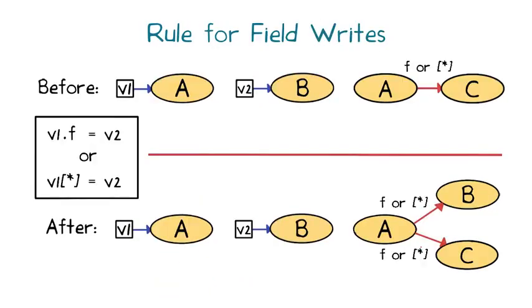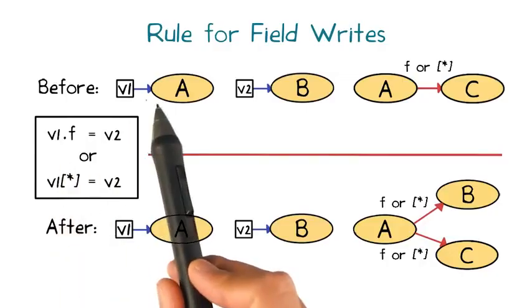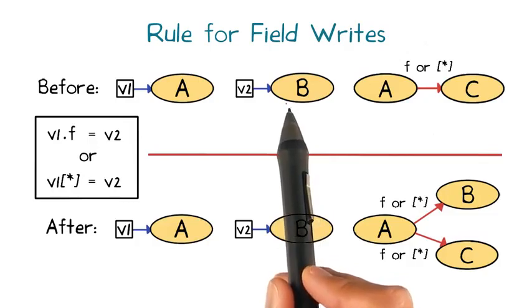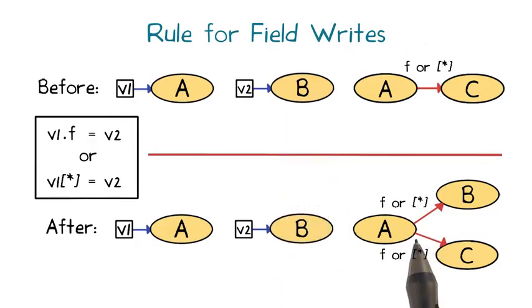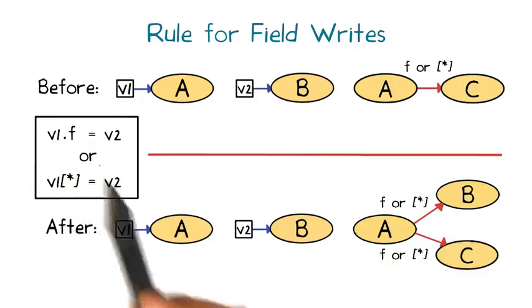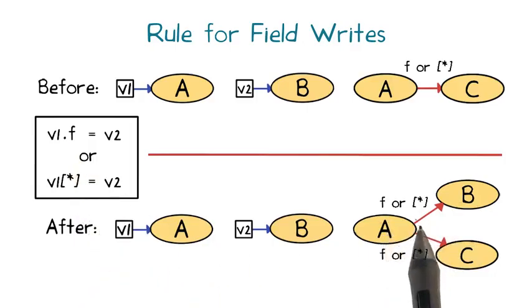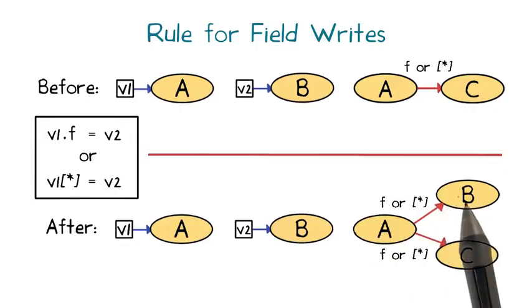Our next rule is for field write statements of one of the following forms. In this case, if v1 points to A and v2 points to B, then we add a red arrow from the node for A to the node for B. We then label that arrow by the name of the field, in this case f, or by an asterisk if the field write happens via an array. This reflects the fact that the field f of some object allocated at site A may point to some object allocated at site B as a result of executing this statement in some run of the containing program.